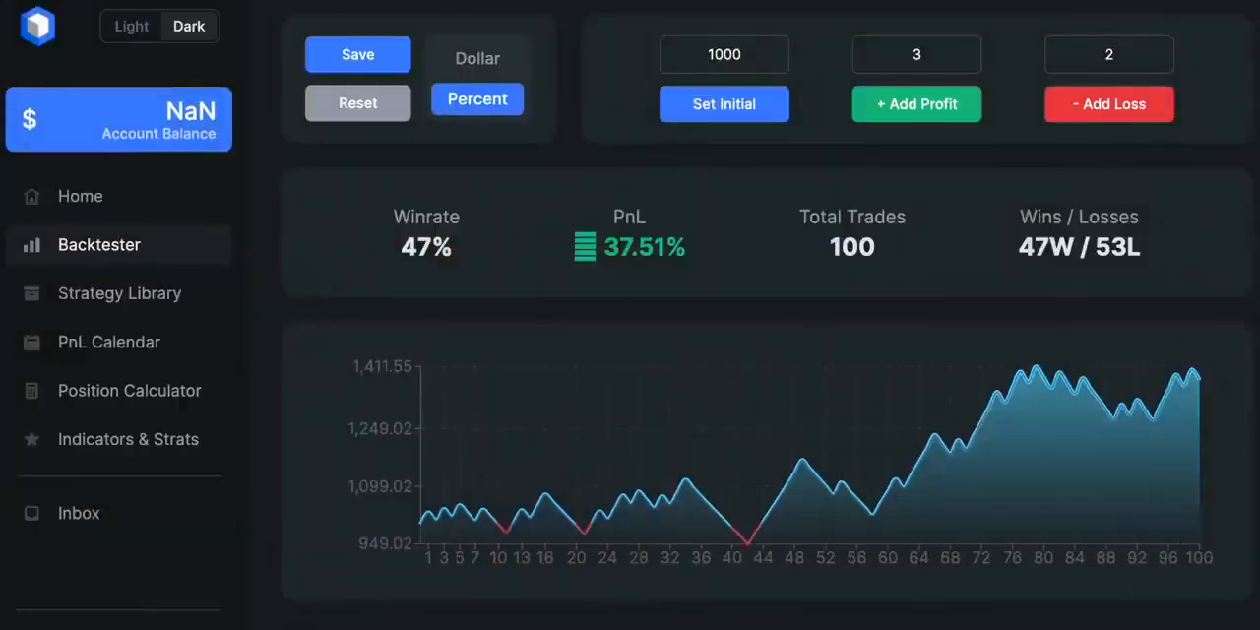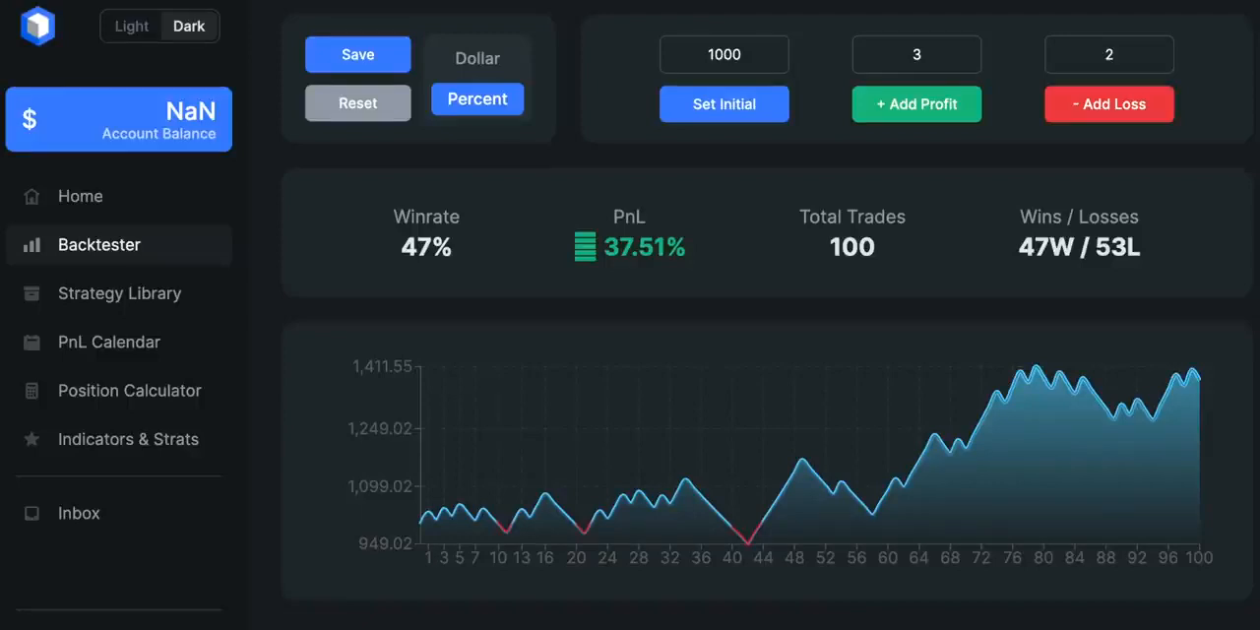Okay, so after 100 tests, we see the results are pretty average. Our win rate is only 47% and we increased our account size by 37.51%. By no means am I saying the results are bad, I just don't feel like it's worth paying $70 per month for this indicator.